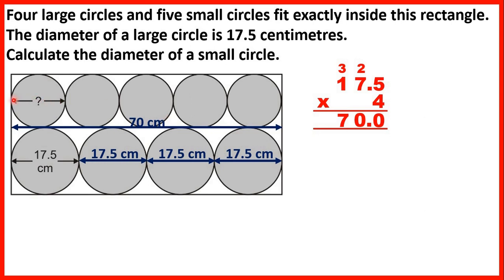So we can find the length of one circle by dividing 70 by 5. 70 divided by 5 is 14. So all of these small circles have a length or diameter of 14 centimetres, because 14 times 5 is 70, and that we've worked out is the length of the rectangle.